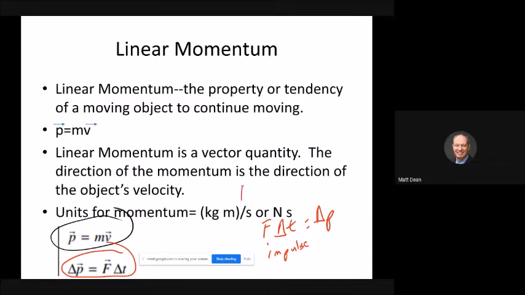I often like to write this equation, though, as F delta T equals M delta V, where this is the change in momentum, and this is the impulse, which we usually abbreviate as J. Why J? I don't know.